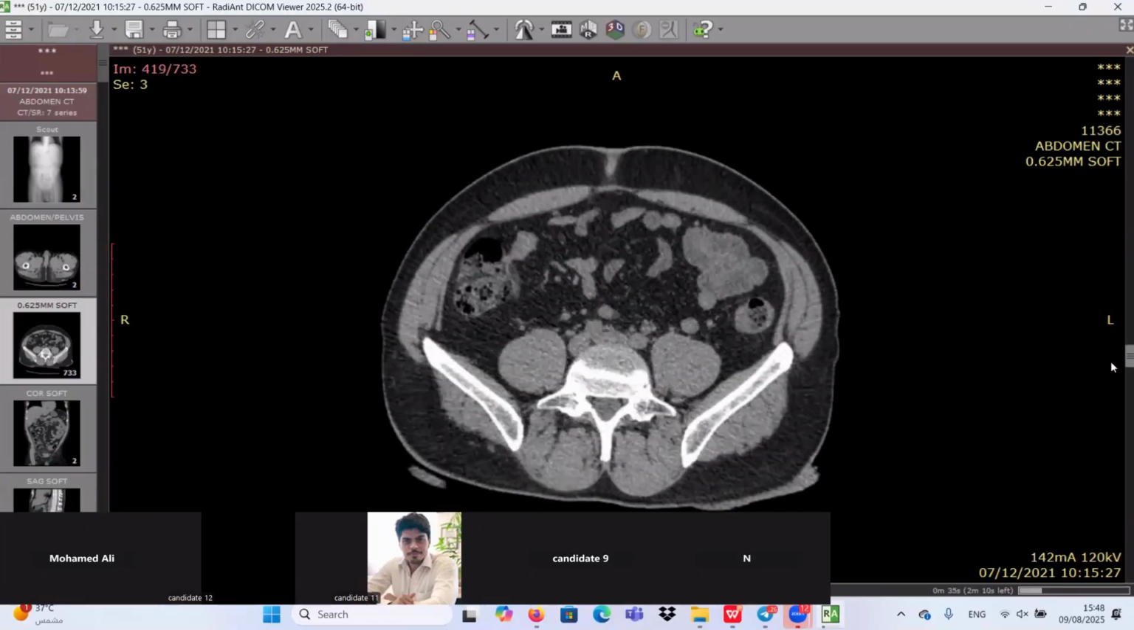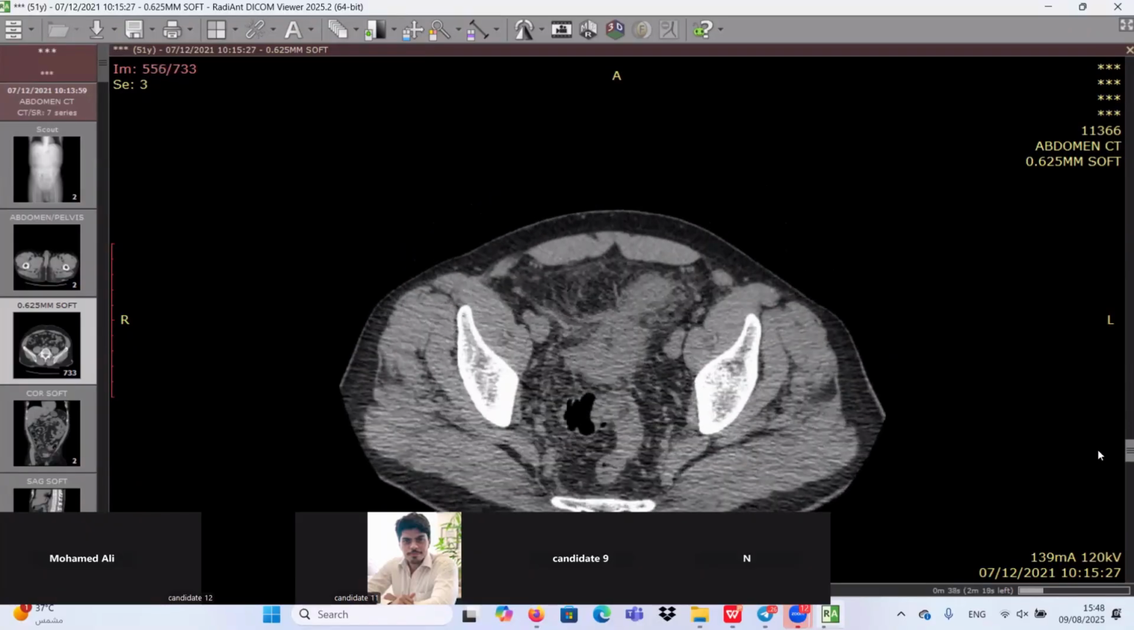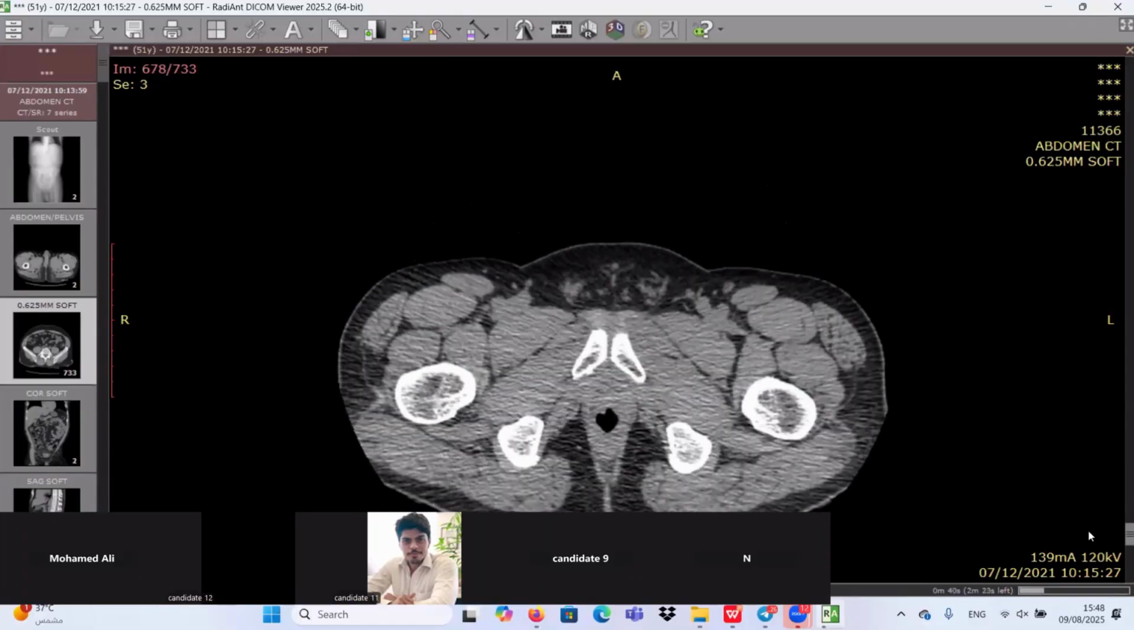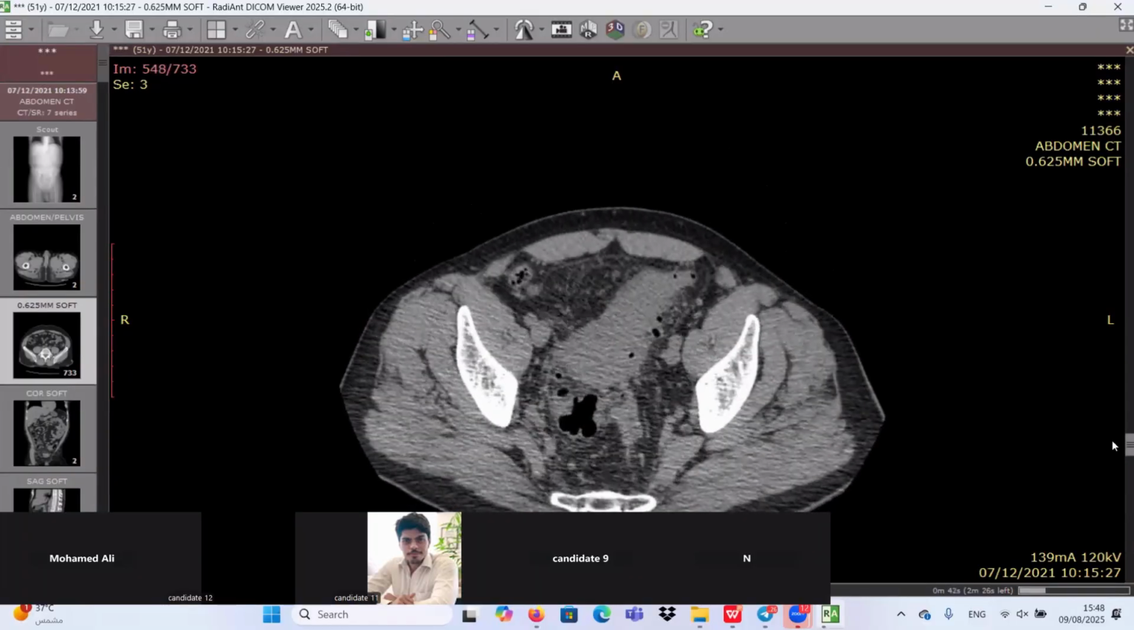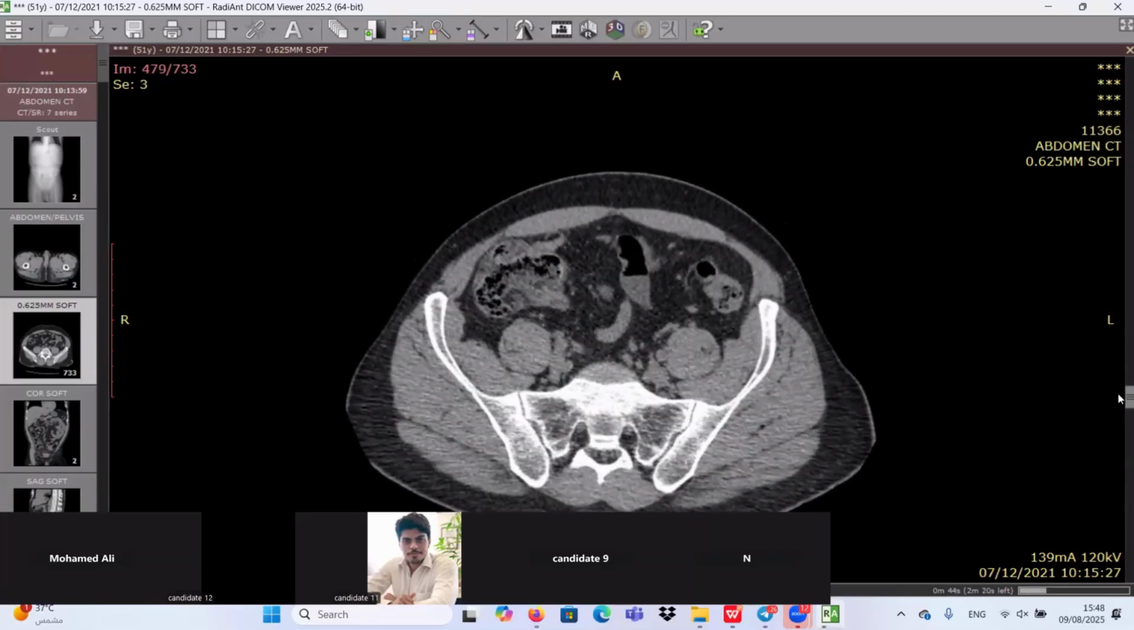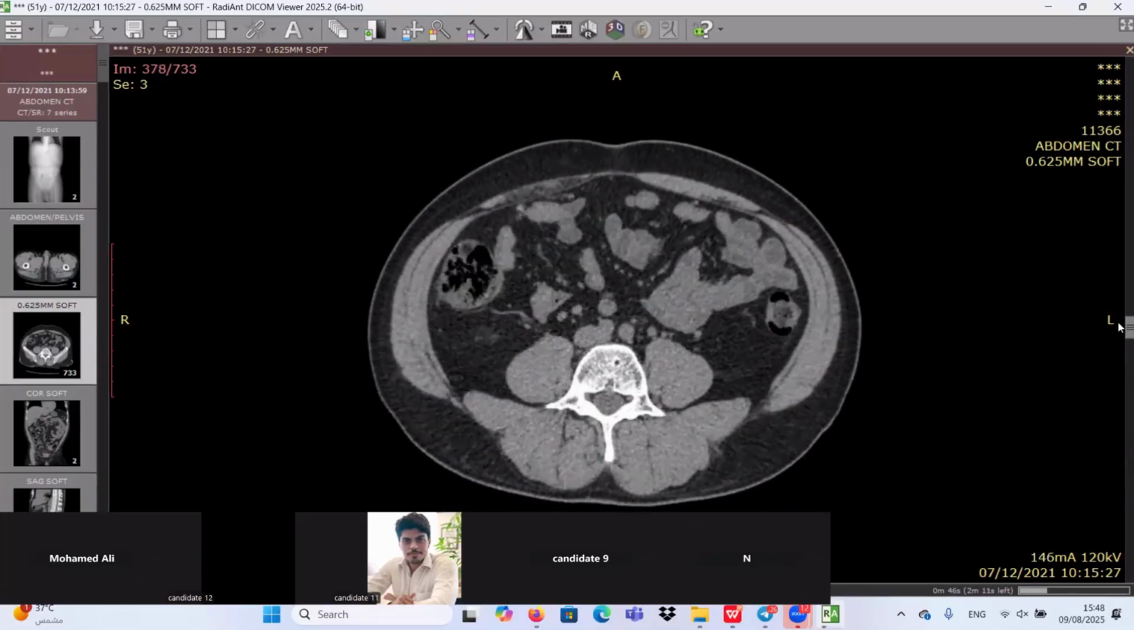So I'm presented with a native abdominal CT scan study. I will scroll to the last cut and then give my comment. This is the last cut.